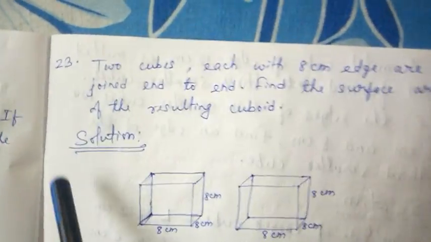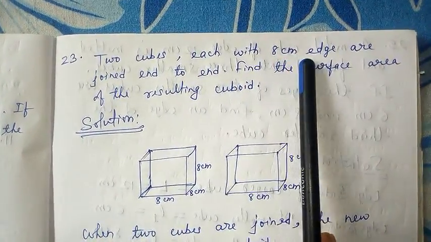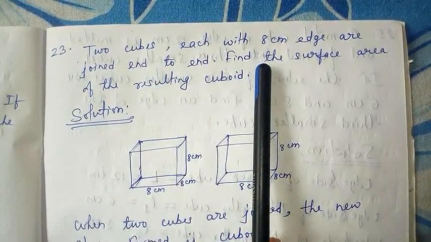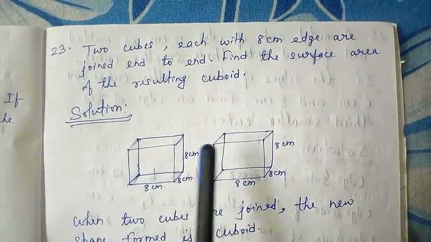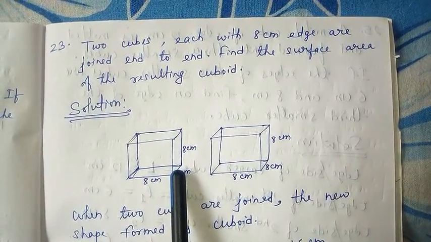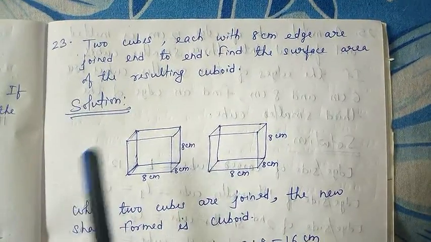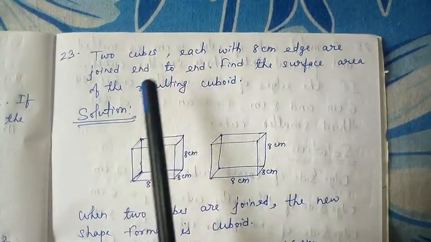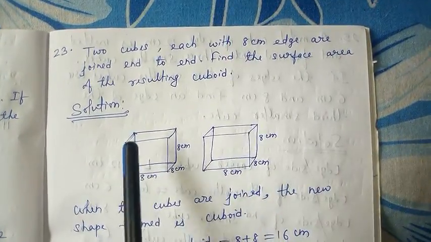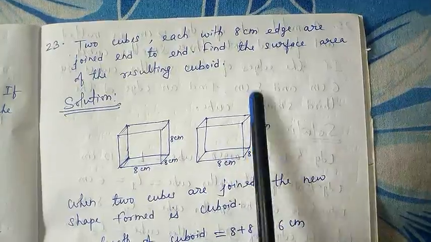Moving on to the next question. Two cubes each with 8 centimeter edge are joined end to end. So there are two cubes of the same size, and the length of side of the cube is 8. Length is 8, breadth 8, height also is 8, because in a cube all the sides are equal. So there are such two cubes. So there are two cubes here also, you can see all are 8, 8, 8.